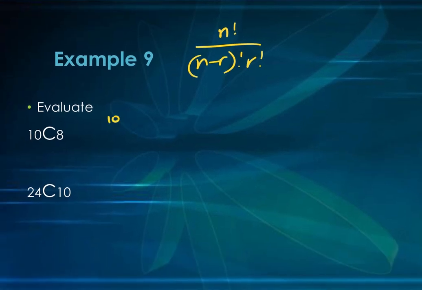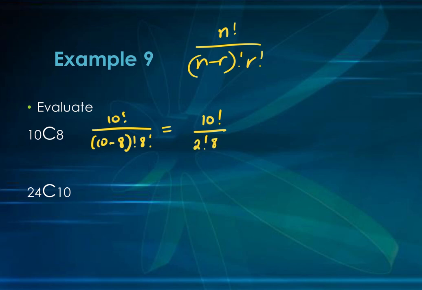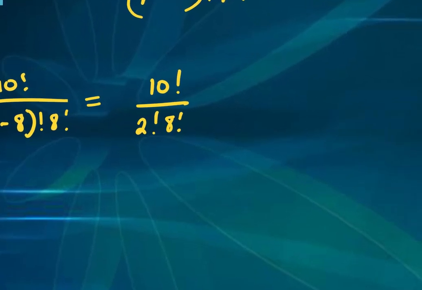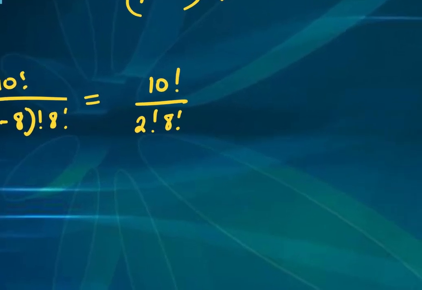So it'd be 10 factorial over 10 minus 8 factorial times 8 factorial. Well, no, you can't multiply them. 10 factorial over 2 times 8 factorial. Good question. Yeah, you can't multiply them. But what I want to do is break the bigger one down. So 10, the bigger one on the top, I want to break it down until I get to the bigger one on the bottom. So the bigger one on the bottom is actually 8.